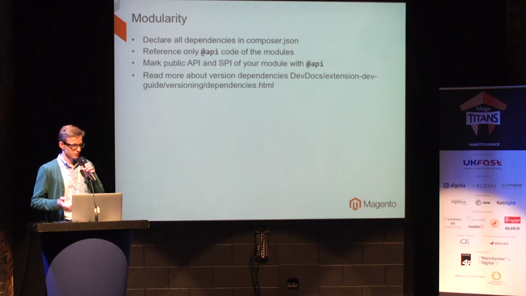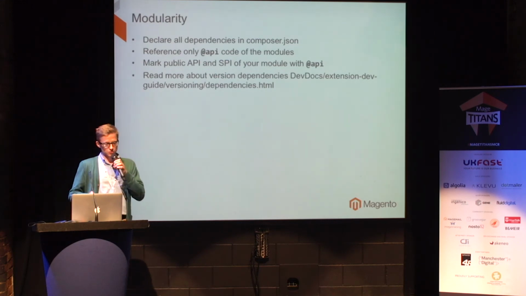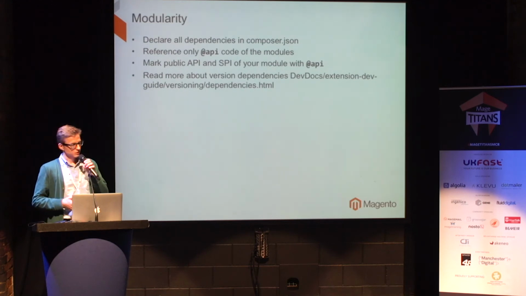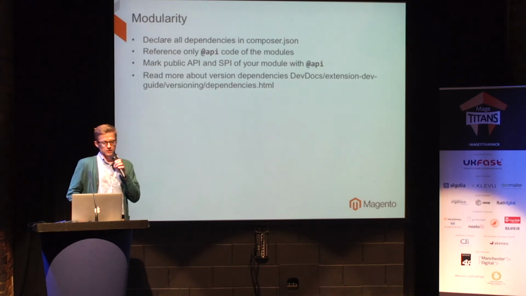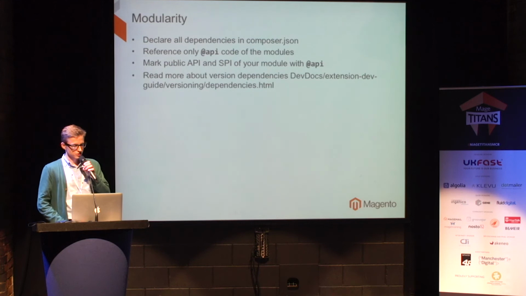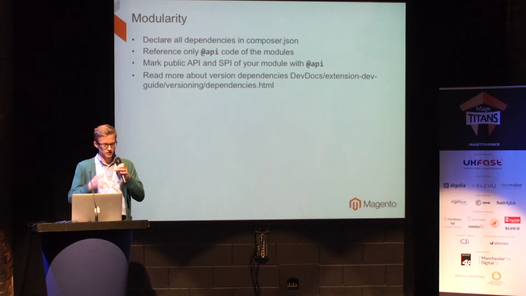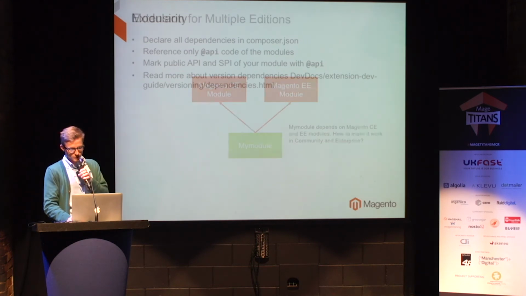It's basically if you depend on the API, you depend on the major version of the module. If you use SPI, you depend on the minor version of the module. And if you have dependencies on something that is not marked with an API annotation, you need to depend on a patch version. It's a little bit more complicated than this, because sometimes API and SPI are mixed together. So check out this document to make sure that you depend on the correct version of the module.